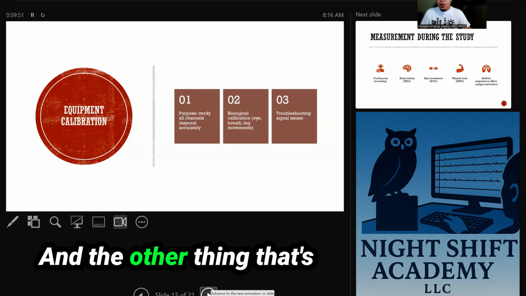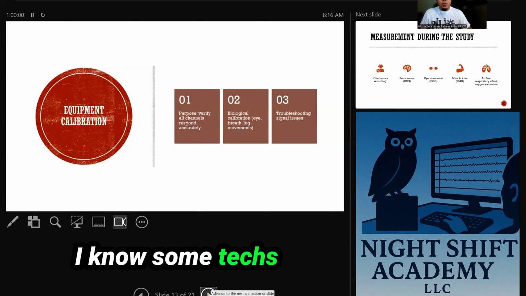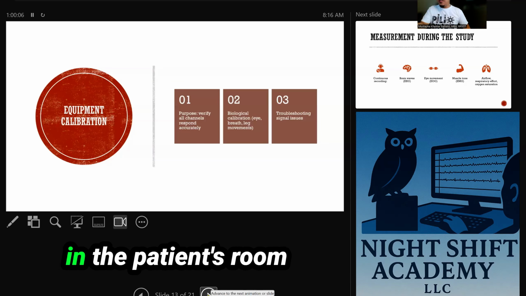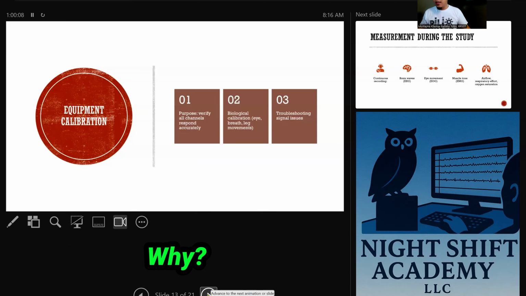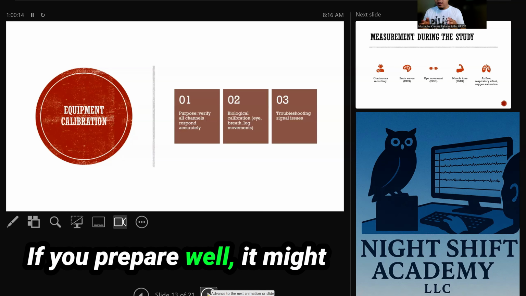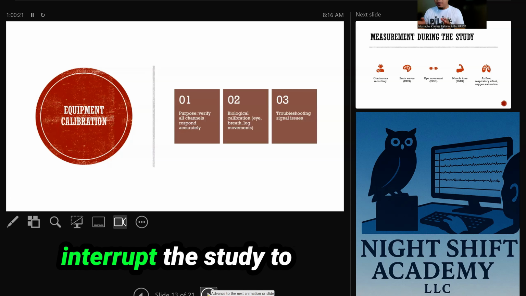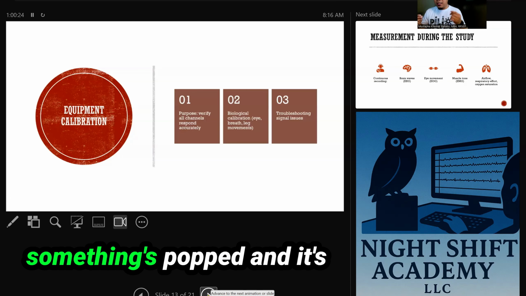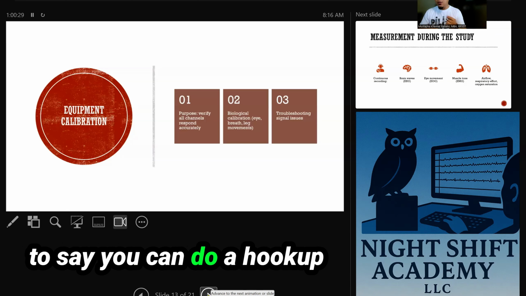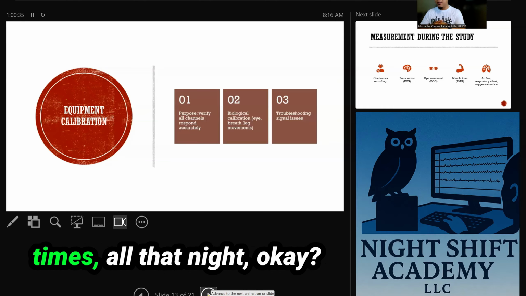Okay, and the other thing that's important as a tech is your troubleshooting skills. I know some techs who prep very fast. They hook up very fast. But then they are always in the patient's room multiple times a night. Why? Because they hurry too much. They don't prepare well. If you prepare well, it might take you a little bit longer to hook up the patient, but if you don't have to interrupt the study to troubleshoot because something's popped and it's not recording in the middle of the night, that's better than to say you can do a hookup in 15 minutes, but then you're in the patient's room 5 times, 7 times, 10 times all that night.